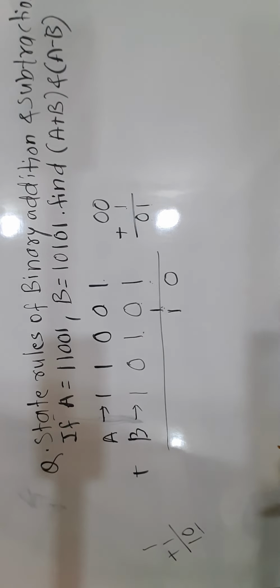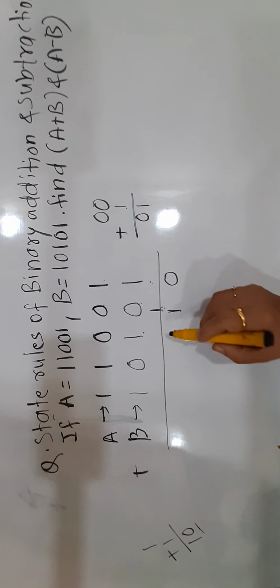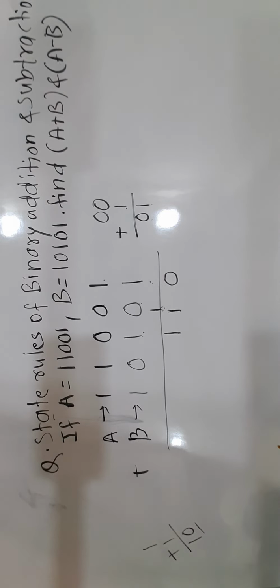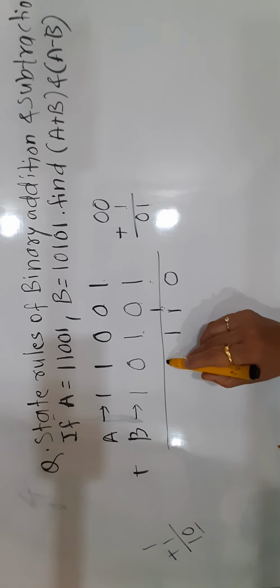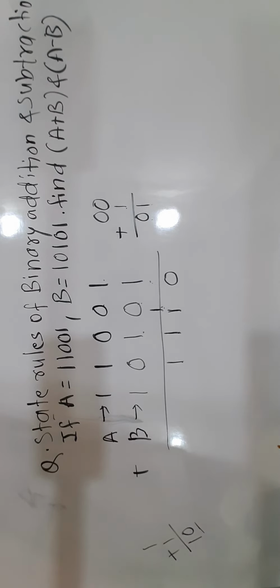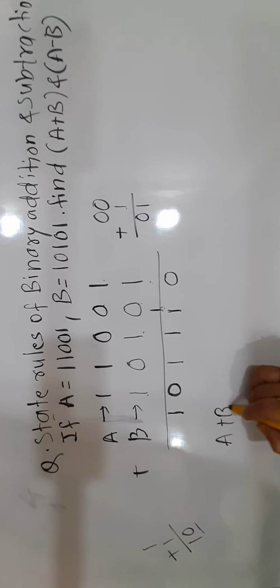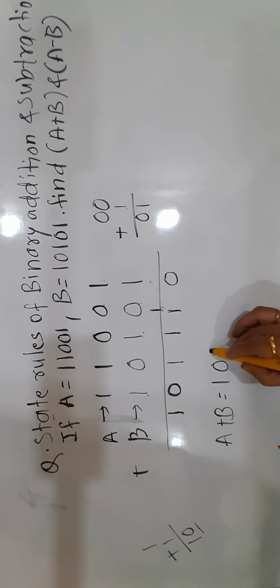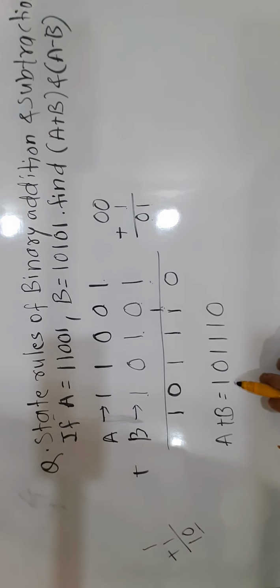Next, 0 plus 1, the result is 1, no carry. 1 plus 0, the addition is 1, no carry. Next addition, 1 plus 1, again the result is 0 and there will be a carry. So we write the carry here. So the addition a plus b is equal to 101110. The 6th bit indicates the carry.